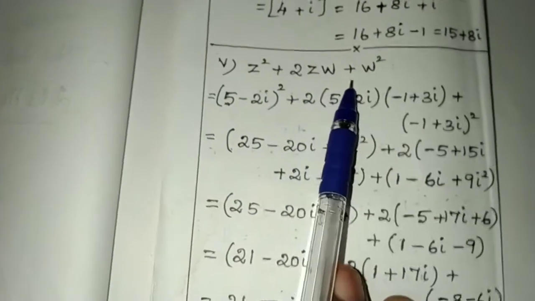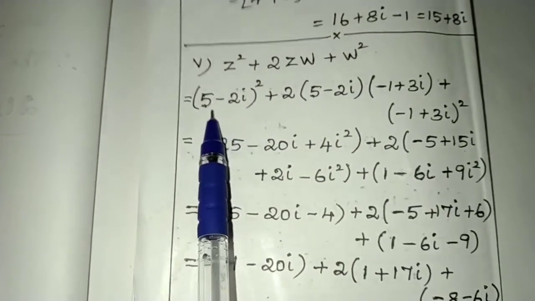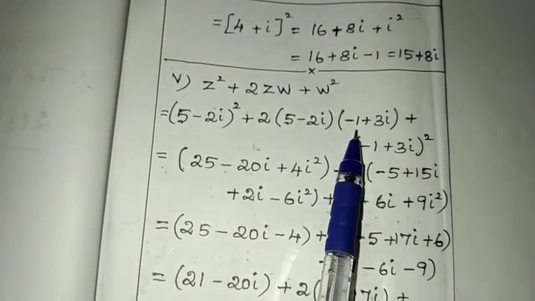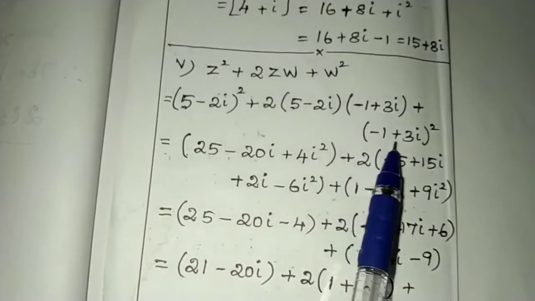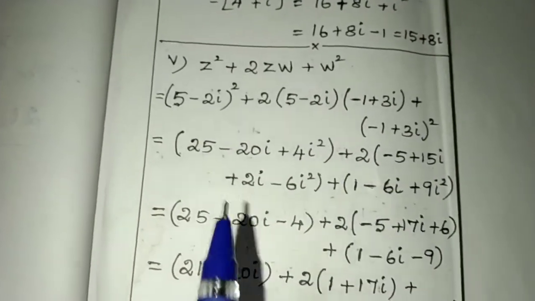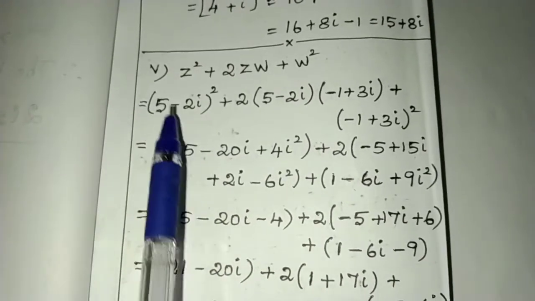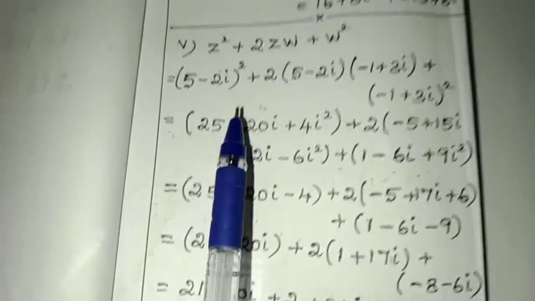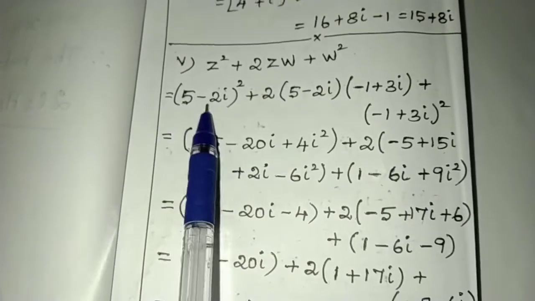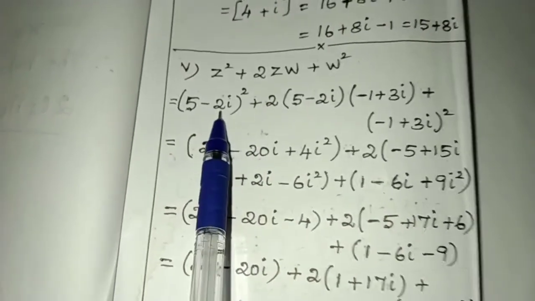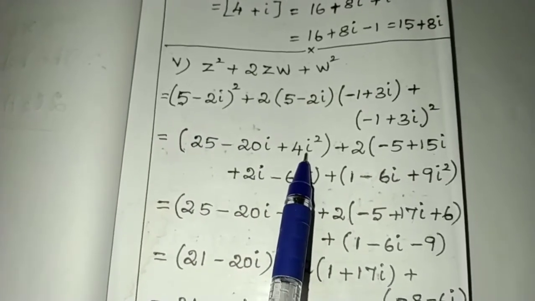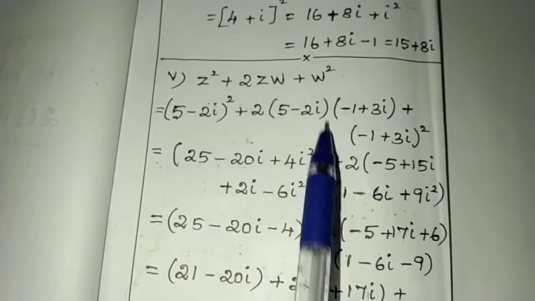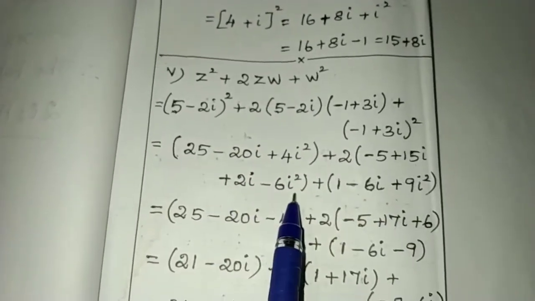Next, Z squared plus 2ZW plus W squared. Z squared: (5 minus 2i) whole square, plus 2 into Z value 5 minus 2i, W value minus 1 plus 3i, plus W square: (minus 1 plus 3i) whole square. Okay. Now 25, (a minus b) whole square. What's the value of (a minus b) whole square? 25 is a square and 2ab, 2 into 5 into 2, minus 20i. 2i whole square, that is 4i square. At the next, 2 multiplied by 5, we get the answer, and multiplied by minus 2i, we get the answer.